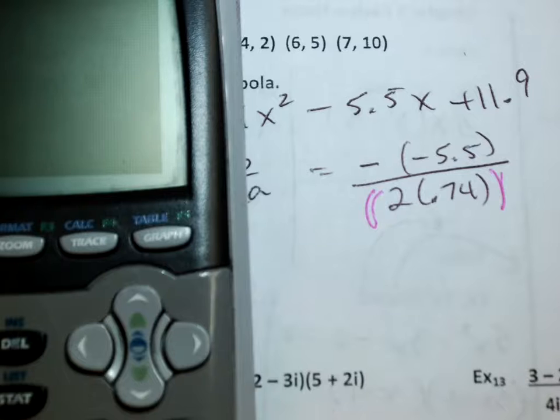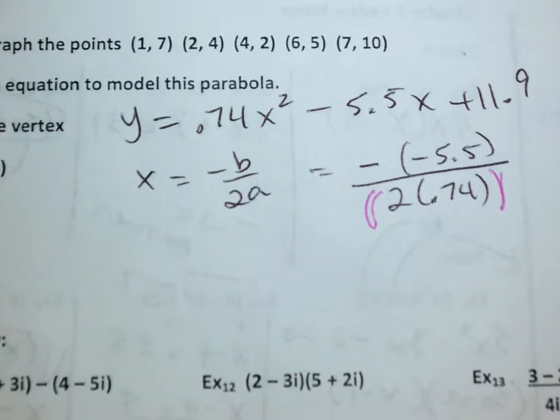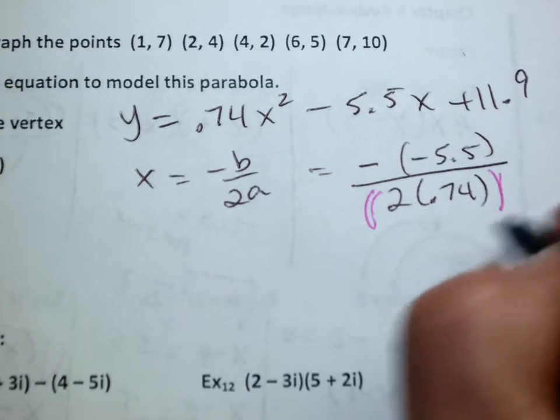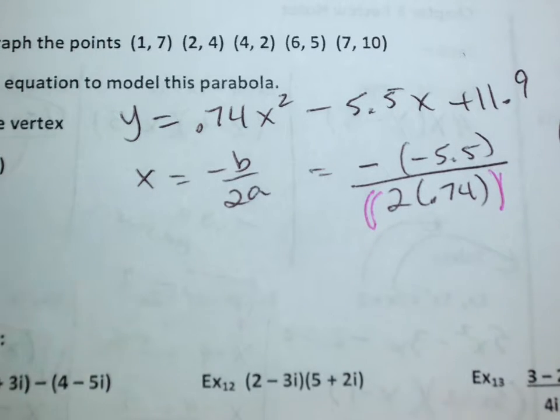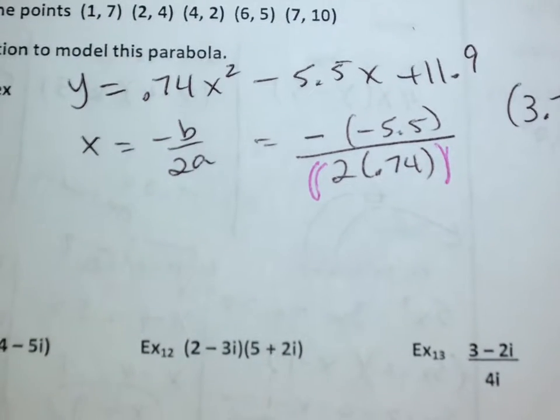So I'm going to go positive 5.5 divided by parentheses 2 times my 0.74. I get an answer of about 3.7, about 3.7 something. Oh, you can't see that, slide over. There's my 3.7 something.